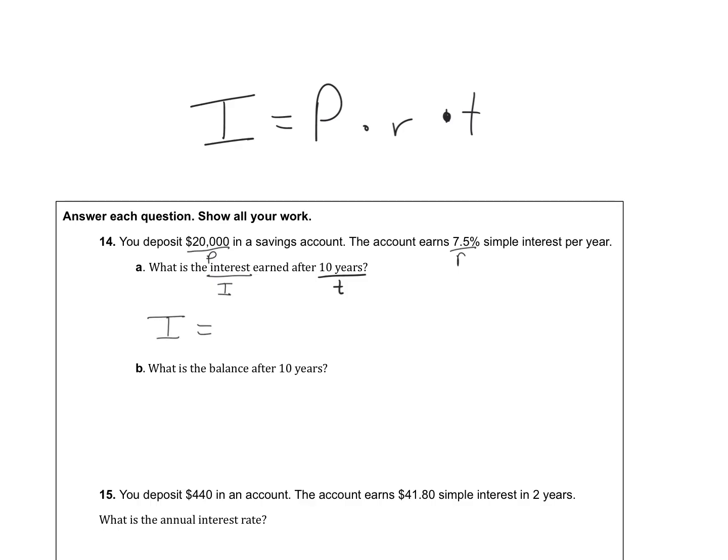So I'm going to say that I is equal to 20,000 times, I need to make this into its decimal form. So 7.5% becomes 0.075. And a time of 10 years means I multiply it by 10. 20,000 times 0.075 times 10 gives us an answer of $15,000.